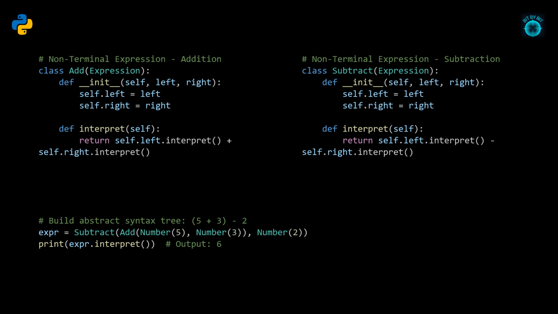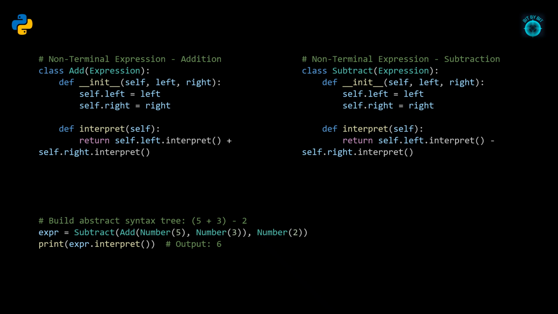At the bottom, we create an expression tree that represents the formula 5 plus 3, then minus 2. We do this by nesting the class calls. First an Add between 5 and 3, then a Subtract between that result and 2. Finally, we call interpret on the whole tree. This triggers a recursive evaluation from leaves to root, and we get the result, 6.